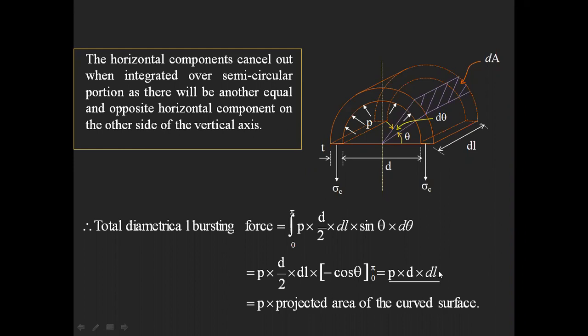What is this d into dl? You can see here clearly: this is the internal diameter of the cylinder, and this is dl. D into dl is the projected area of the curved surface, which is going to be subjected to bursting. So with respect to the pressure, the bursting force is P into D into dl.